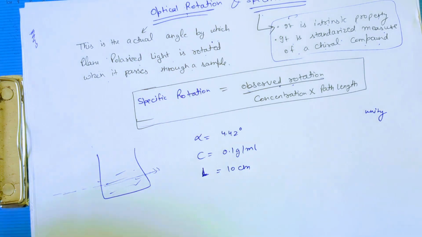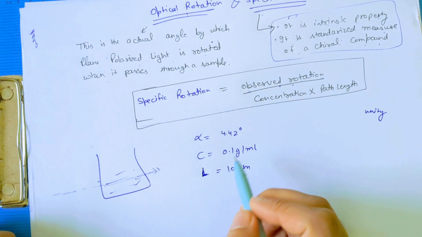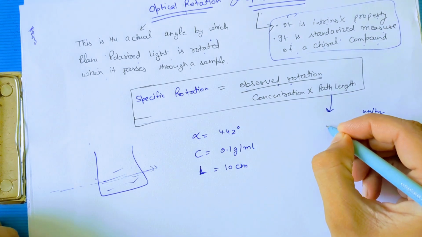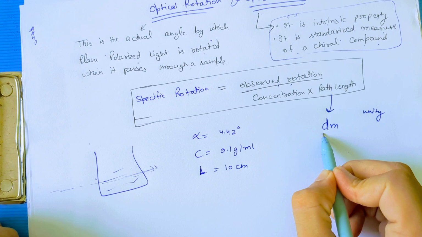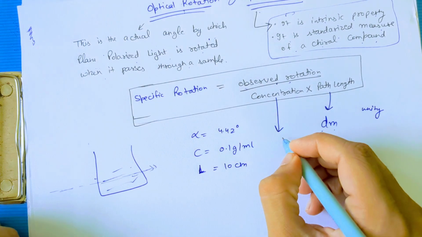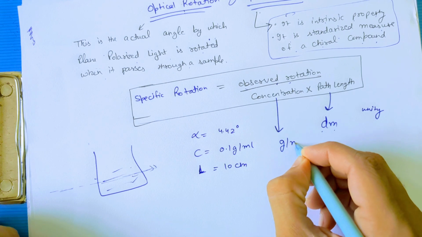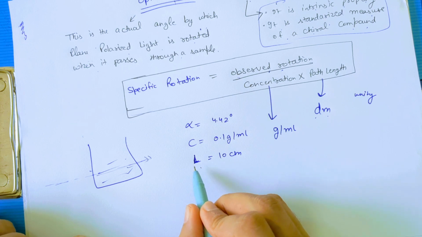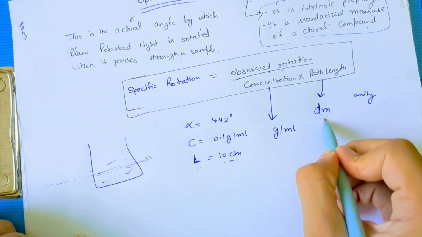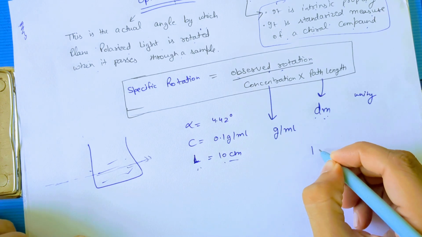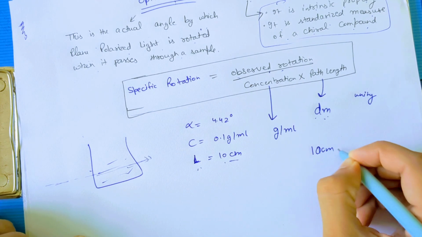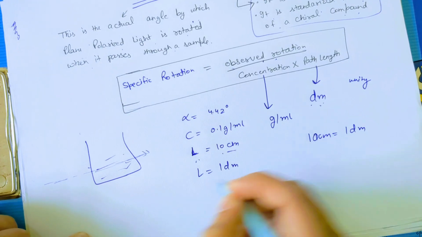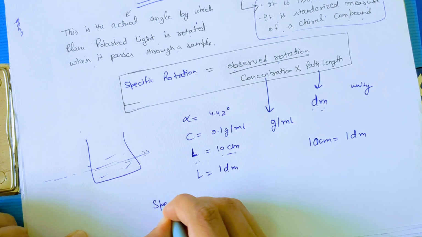Here one important thing we have to consider is that the path length should be in decimeter. The unit of length should be decimeter, and the concentration should be in gram per ml. So before calculating the specific rotation, we have to convert this unit into decimeter. We know 10 centimeter is 1 decimeter, so we consider it as 1 decimeter. Now it is easy to calculate the specific rotation.